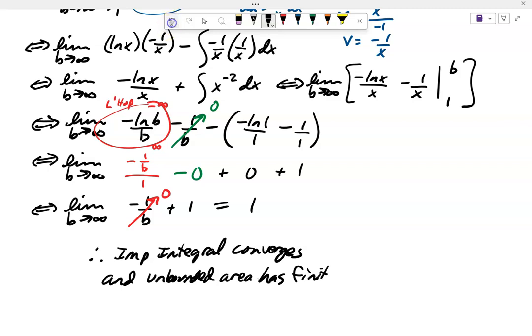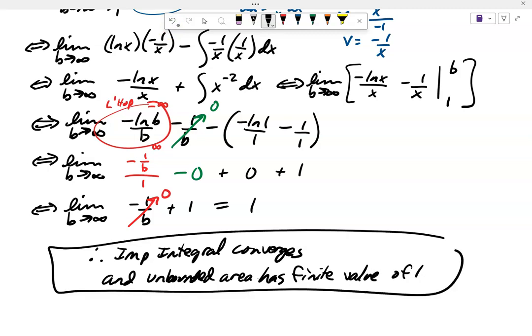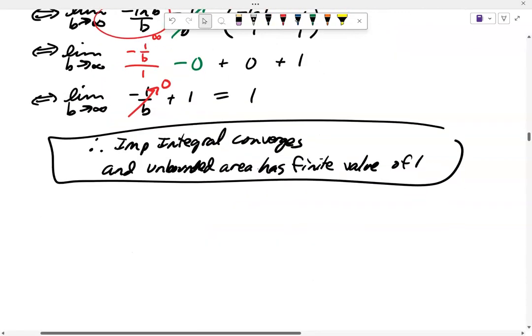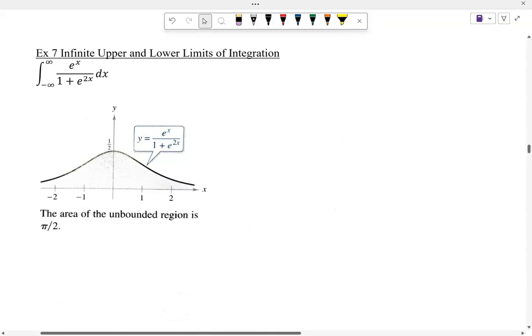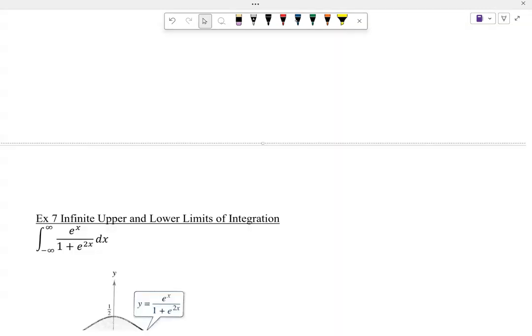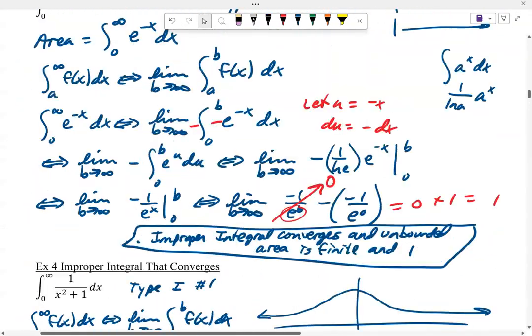Has a finite value of 1. All right, I got one more of these type 1 improper integrals, right, with an infinite limit of integration. So notice here we're going from negative infinity to positive infinity. And so what we want to do is, here, let me come back to the very beginning.